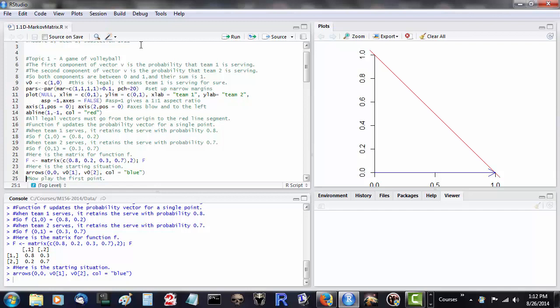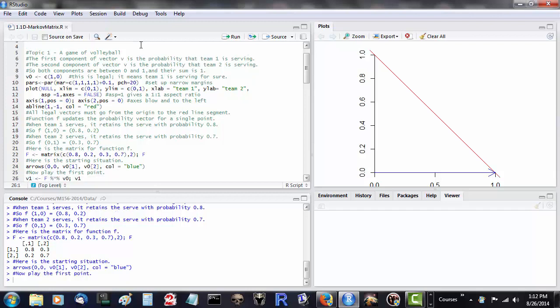If team 1 is definitely serving when we start out, we can represent the starting situation by that horizontal blue vector, and now we play the first point. How do we update the probabilities? Well, the probability of ending up with team 1 on serve is the sum of two terms. The probability of their being on serve times the probability, conditioned on their being on serve, that they retain the serve, plus the probability that team 2 instead was on serve multiplied by the conditional probability that the serve passes over to team 1 because team 2 loses the point.